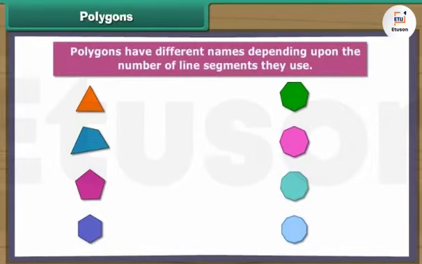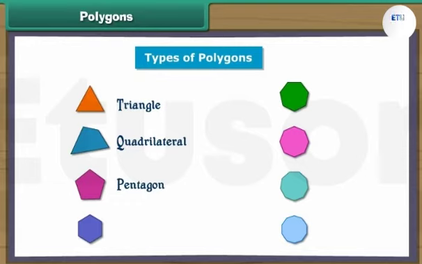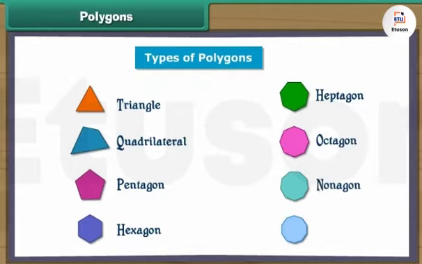Polygons have different names depending upon the number of line segments they use. Here we look at the following types of polygons. They are triangle, quadrilateral, pentagon, hexagon, heptagon, octagon, nonagon, and decagon. Now we will learn more about each polygon one by one in detail.